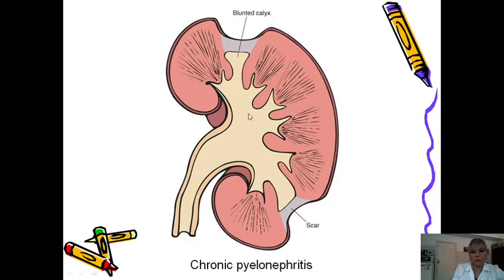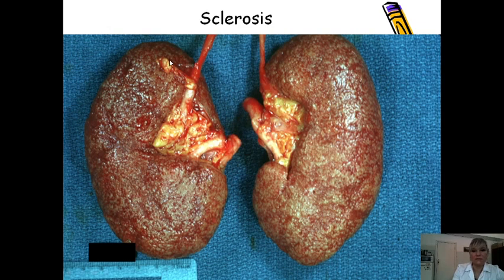Look, chronic pyelonephritis leads to scar formation in many zones of the kidney, and chronic renal failure as a result, as the outcome of this disease. Sclerosis and chronic renal failure. That's all about diseases of the kidneys.